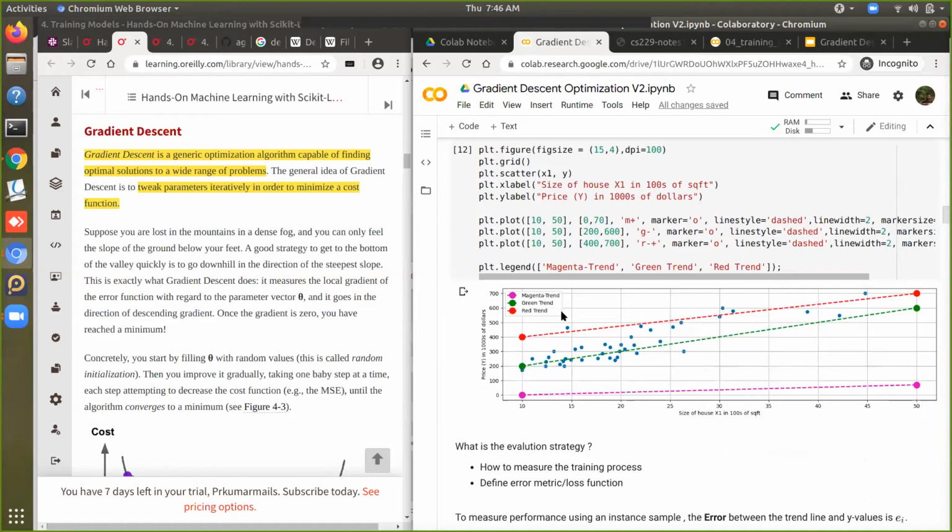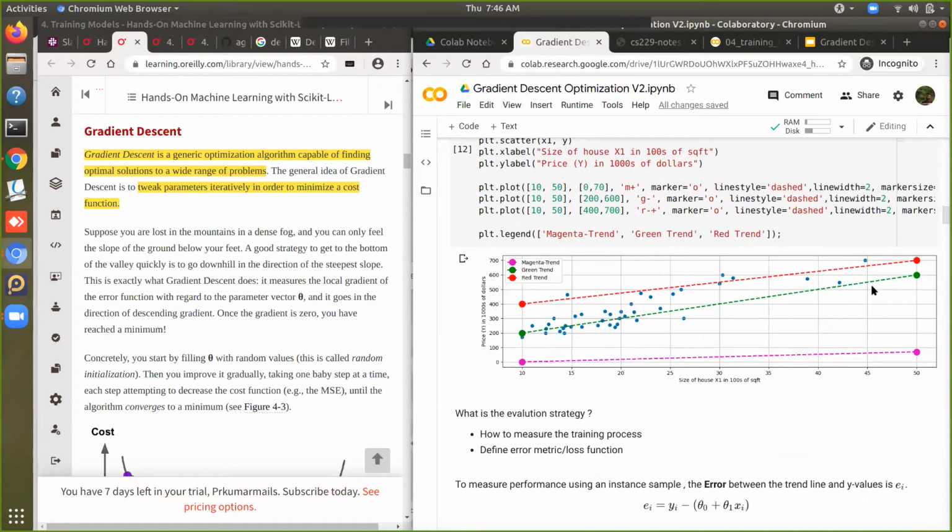Let's assume that for some problem this is some linear regression. In this we can find that on our x-axis, the size of the house is one parameter, and our y-axis is the price of the house. Among the plot we can find three lines, so these are three trends. One is red in color, another is green, and another one is purple.